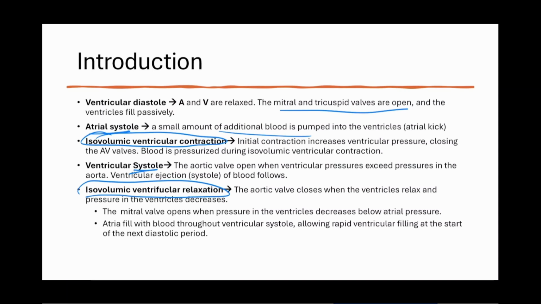When the pressure in the ventricle is lower than the pressure in the atria, the mitral valve opens. And what do you think happens to the blood? It starts filling the ventricles. Okay, so the mitral valve opens when the pressure is lower, and the atria fill with blood during ventricular systole, so that blood is already waiting in the atria, so that when the pressure in the ventricles drops, there's a good bolus of blood in the atria ready to go into the ventricle to be squeezed out to the entire body.